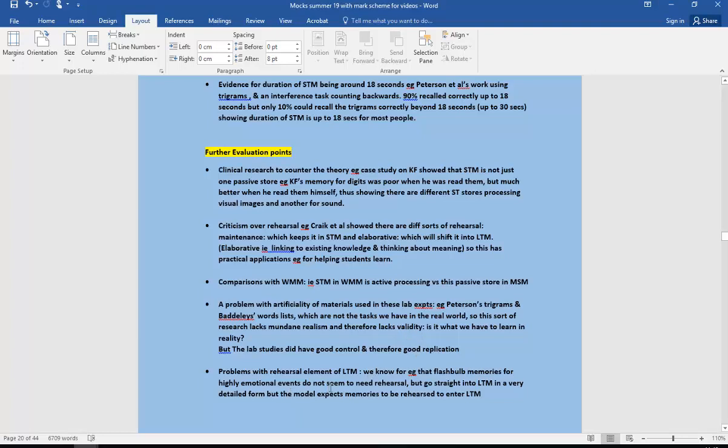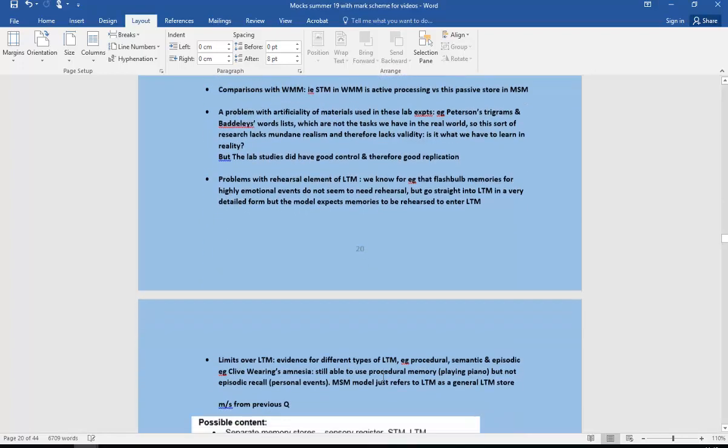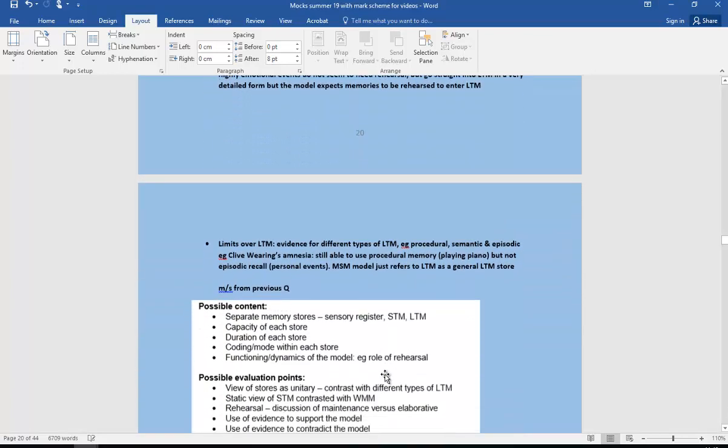We also have problems with the rehearsal element. We know that, for example, flashbulb memories for highly emotional events don't seem to need rehearsal. They go straight into long-term memory in a very detailed form. But the multi-store model says that memories have to be rehearsed to enter long-term memory. And finally, there are limits over long-term memory.